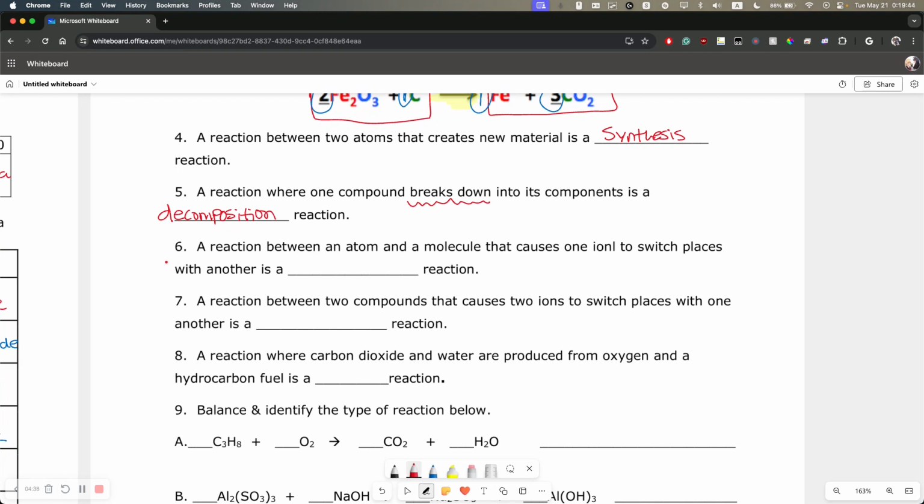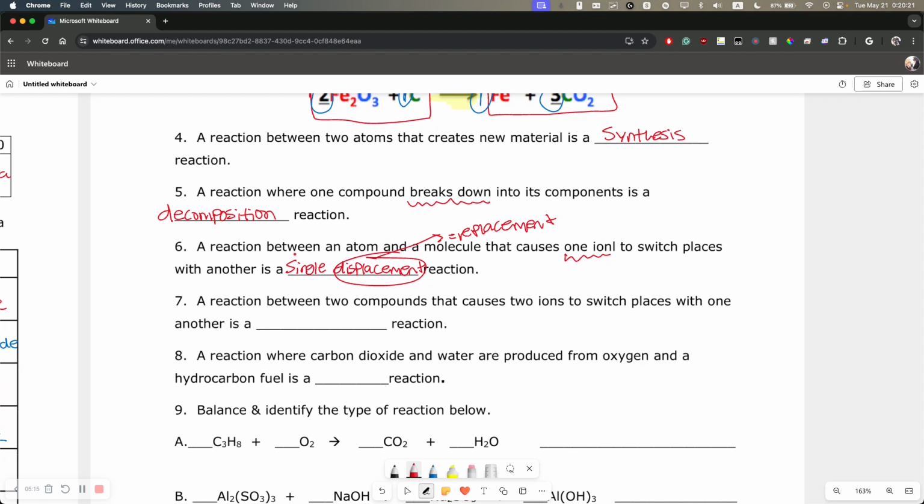Next up, 6 says, a reaction between an atom and a molecule that causes one ion, that's a spelling error, to switch places with another, right? One ion is going to be single displacement. You can also say single replacement. This is basically the same thing. Interchangeable. It does not matter.